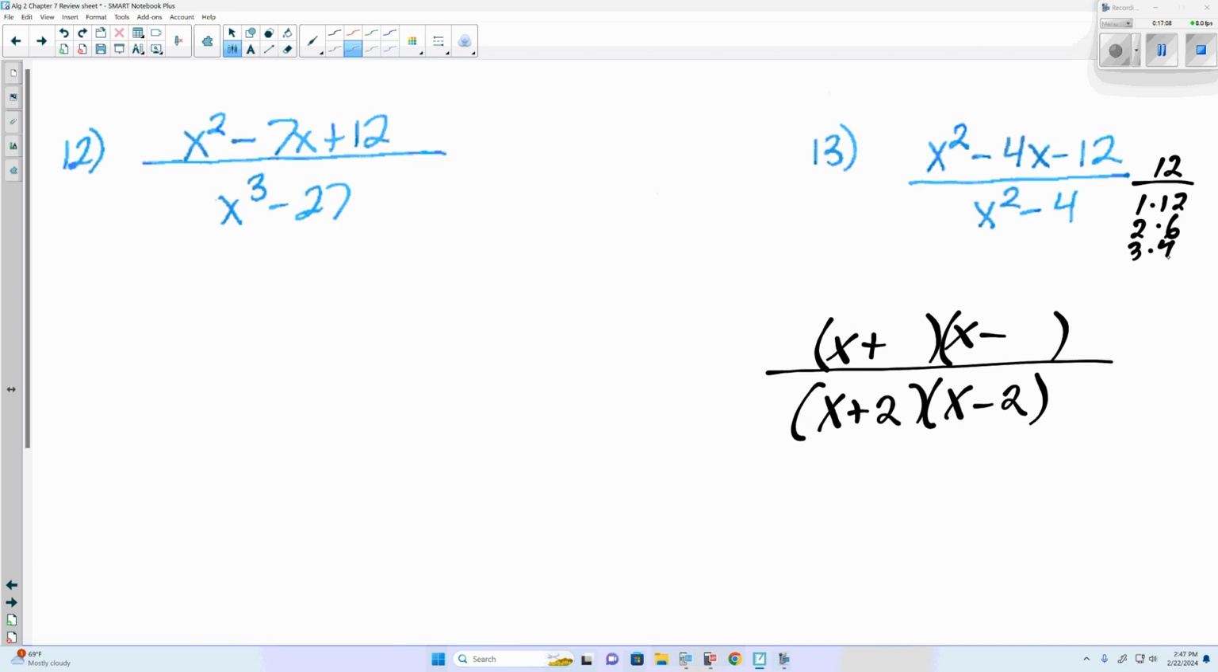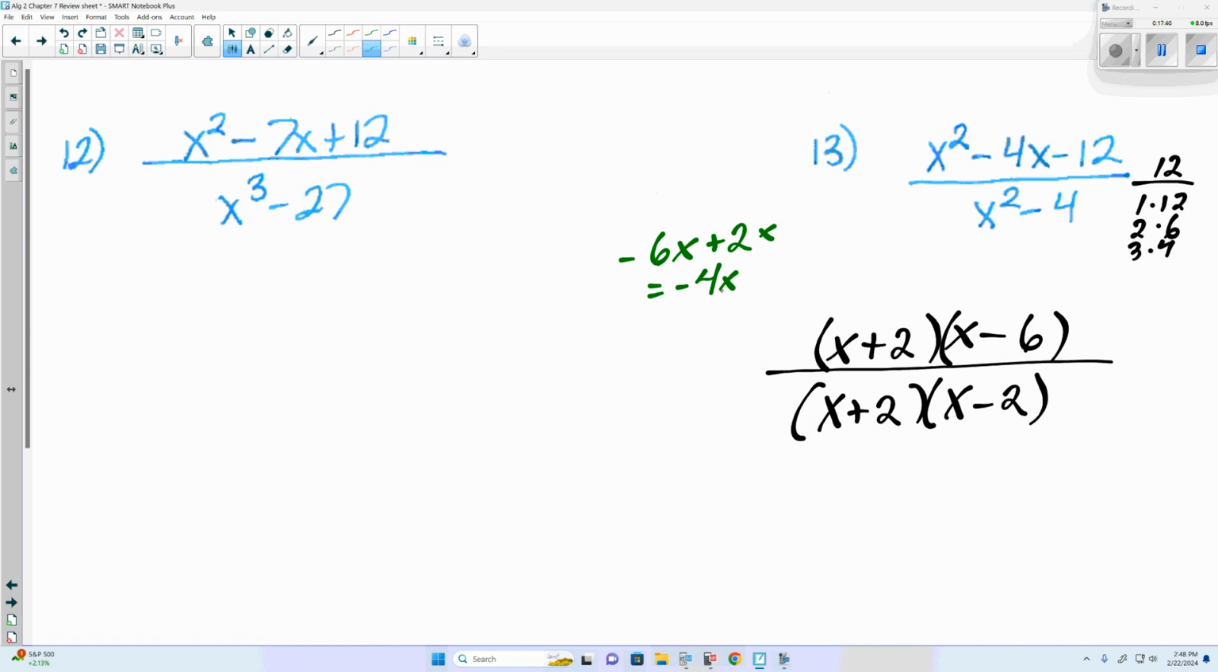2 and 6. And part of the reason we want 2 and 6 is because if something's going to simplify, we either need x plus 2 or x minus 2. Where do we want to put the 2 and where do we want to put the 6? 2 on plus, 6 on minus. And if we do check this, x times negative 6 would be negative 6x. 2 times x is plus 2x, giving us negative 4x, which is the middle term we wanted.